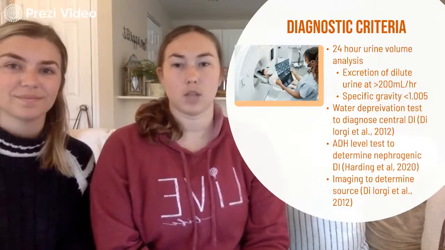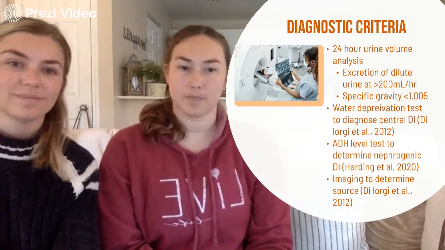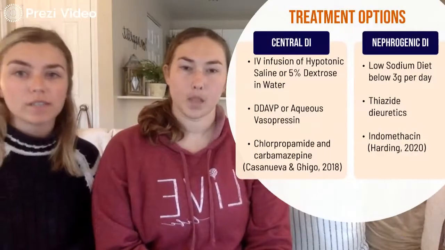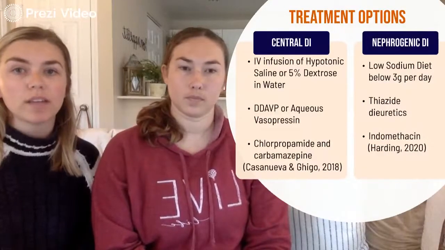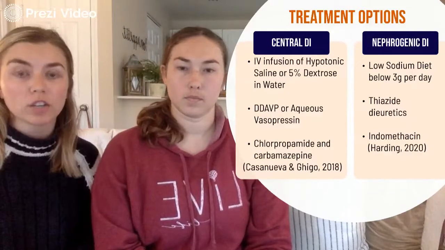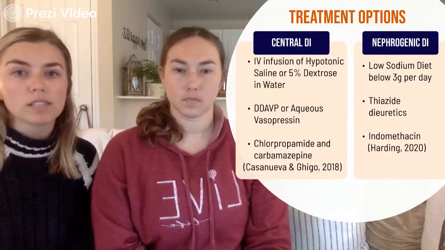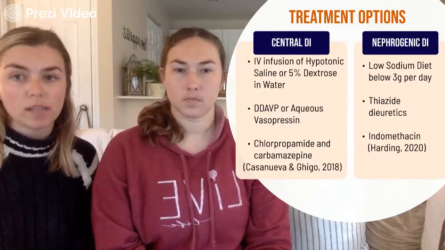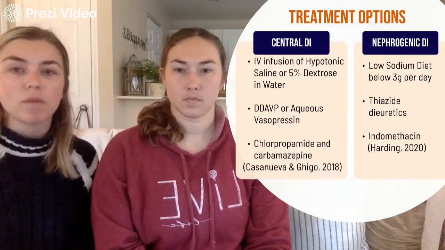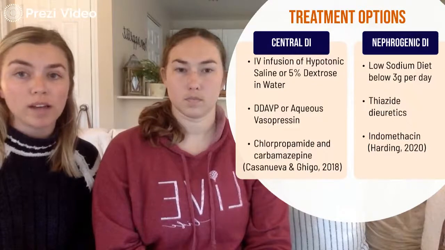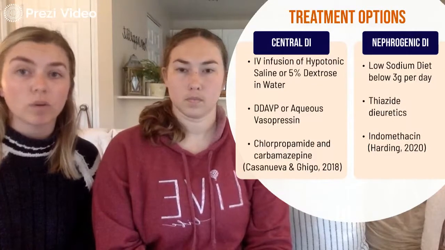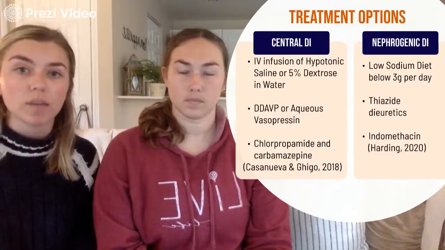Now Jesse's going to tell us a little bit about how to treat DI. Perfect. So as Megan said, there are different types of DI, and so it really depends on what type of DI you're trying to treat as to what your treatment plan is going to be. So for central DI, which is the most common type, as Megan told us, fluid replacement and hormonal antidiuretic hormone replacement is the main course of therapy.